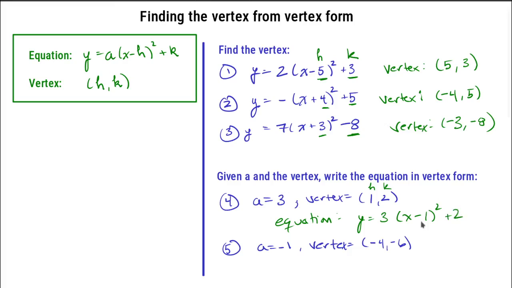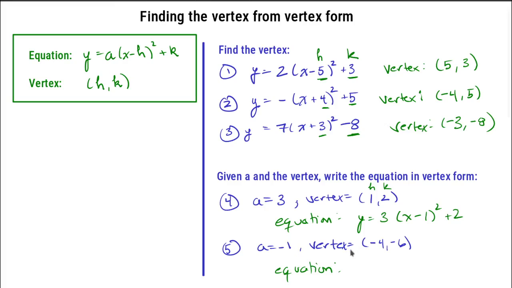Okay, so the a became our leading coefficient here. The vertex first coordinate, or the x-coordinate, gives us our constant inside the parentheses after we flip the sign, and the second coordinate gives us k outside the parentheses. We don't flip the sign on that one. And one more, just like that.